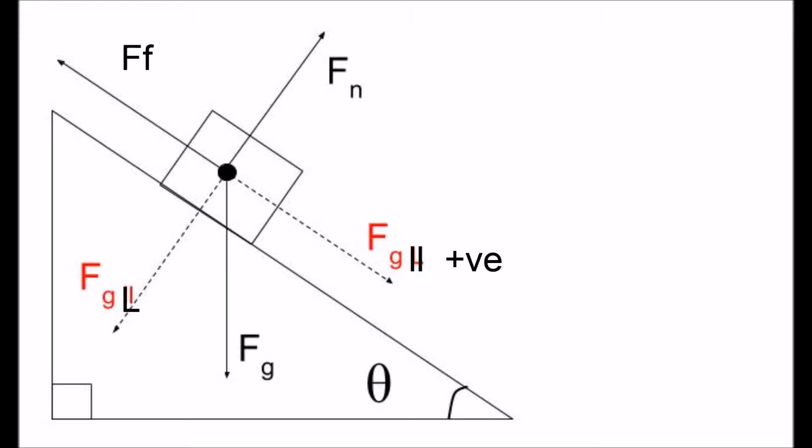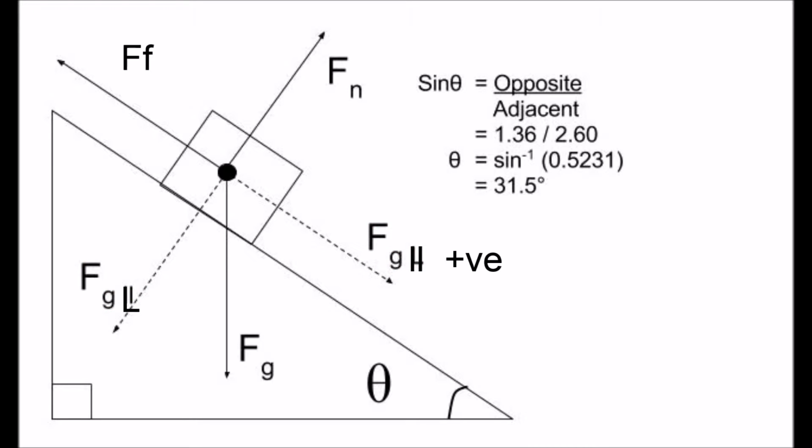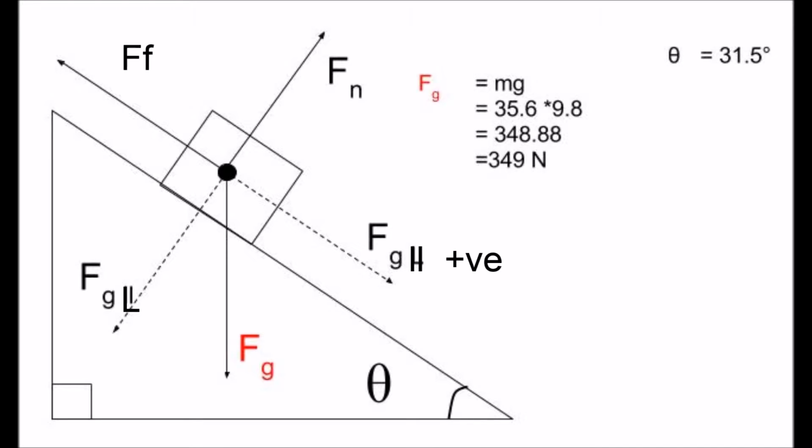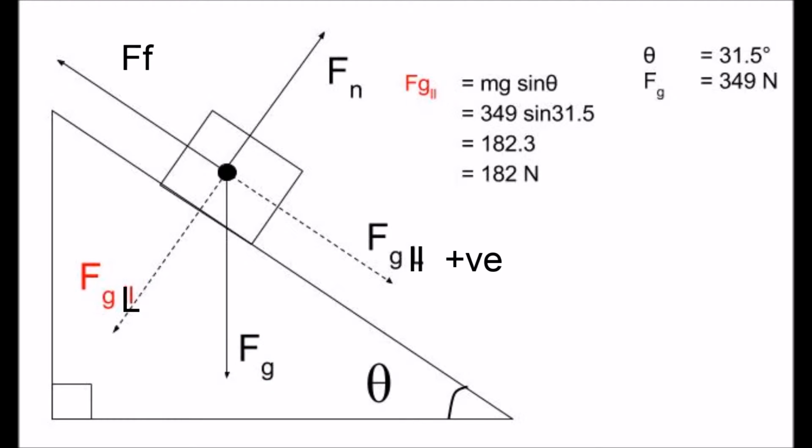Last but not least, we can use sine law to determine theta, which is 31.5 degrees. Let's start with the force of gravity, which is the equation Fg equals mg, which equals 349 newtons. The parallel force of gravity can be determined with the equation Fg parallel equals mg sin theta. By subbing in our givens for the variables, Fg parallel equals 182 newtons.